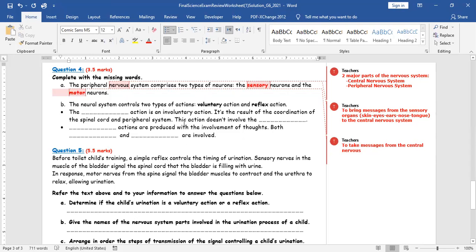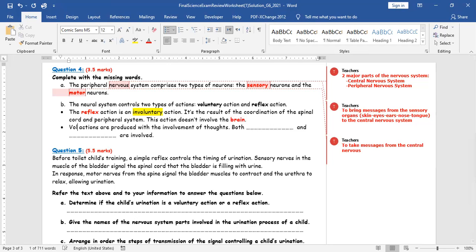The neural system controls two types of actions. We have voluntary actions and reflex actions. Involuntary actions are also called reflex actions. It's the result of the coordination of the spinal cord and the peripheral nervous system. So since these are involuntary actions, they happen without us thinking of them. So the brain is not involved. The brain isn't involved in the involuntary actions.